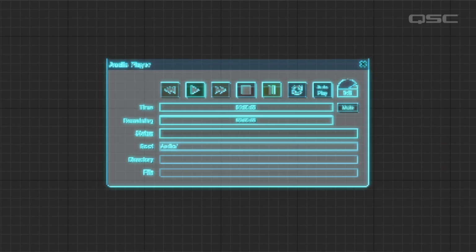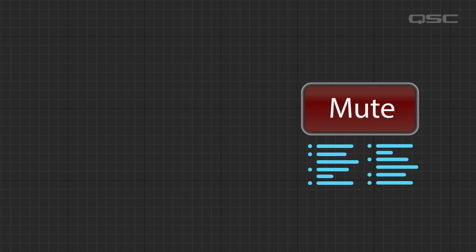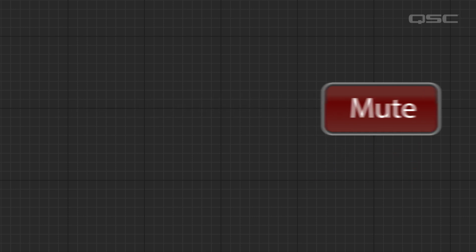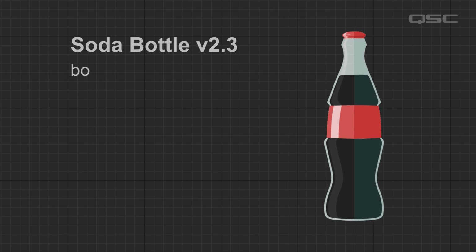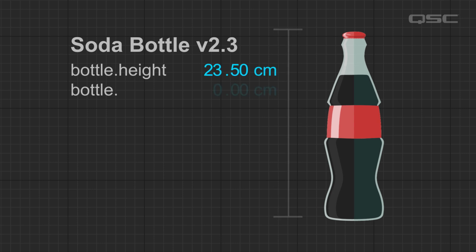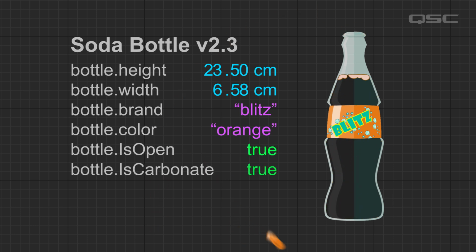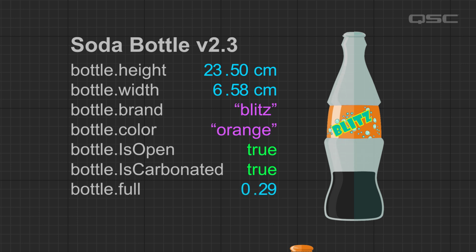When you refer to a Q-SYS object in script, there are a lot of parameters you might reference. These are all represented by the name of the object dot the name of the parameter. Every parameter describes some aspect of the object. For instance, if you were to describe a bottle of soda, you might have bottle.height and bottle.width as numerical fields. You might have bottle.brand and bottle.color as textual fields. You might have bottle.isOpen and bottle.isCarbonated as true-false fields. You might even have bottle.full or bottle.delicious as percentages within an object-specific range.